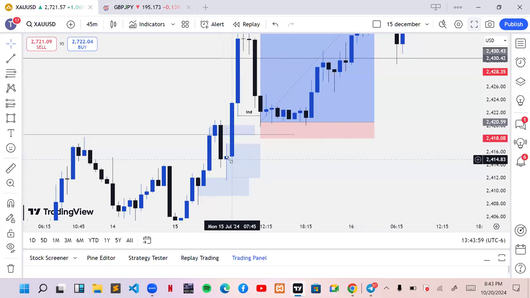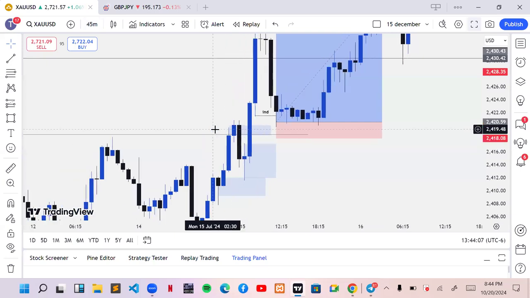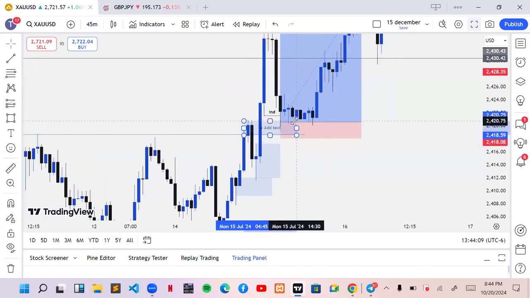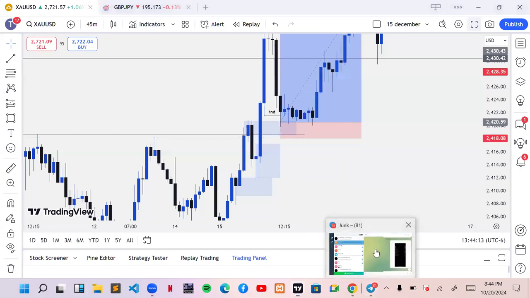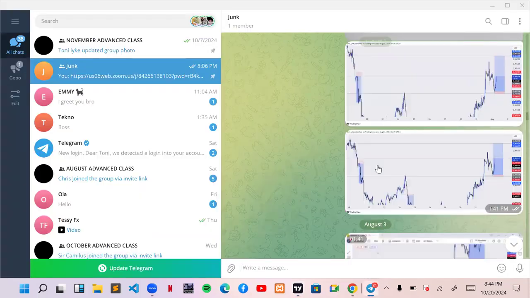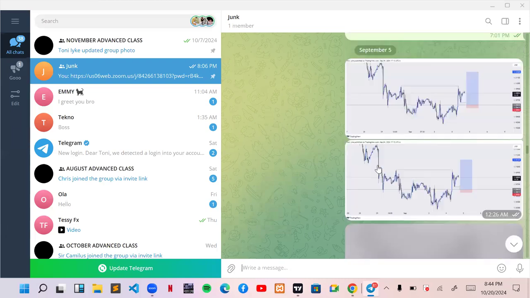But which point of interest are we going to use? The fourth rule, we pay attention to it. That should be the point of interest that is closest to liquidity. That was why this breaker block was used as entry. And then as price tapped it, it started reversing. I think I have the trade for them. So let me see if I can find it.